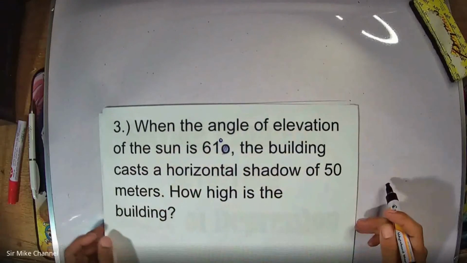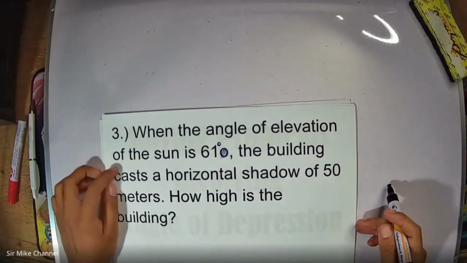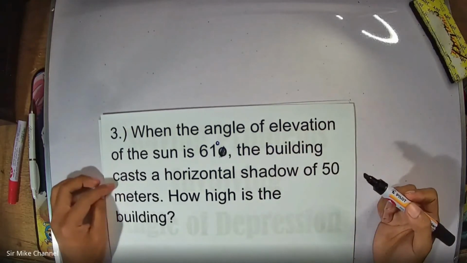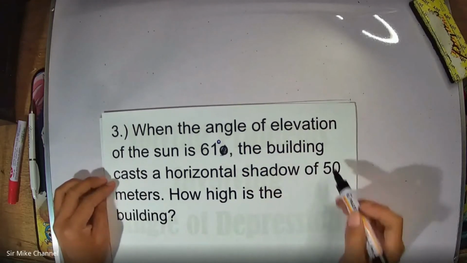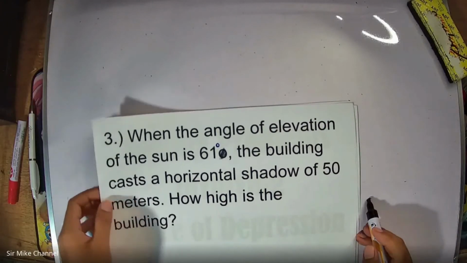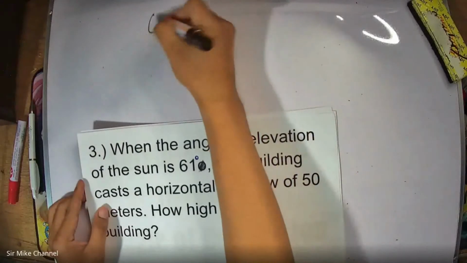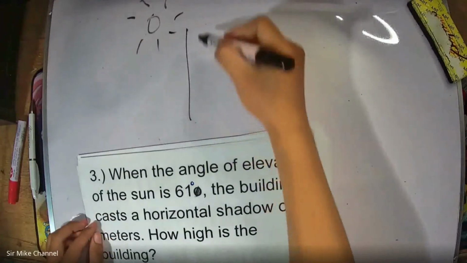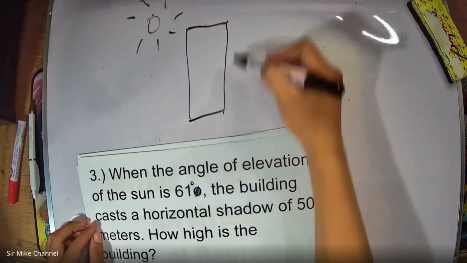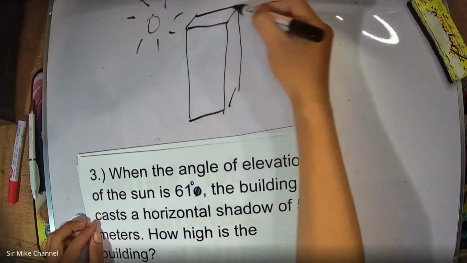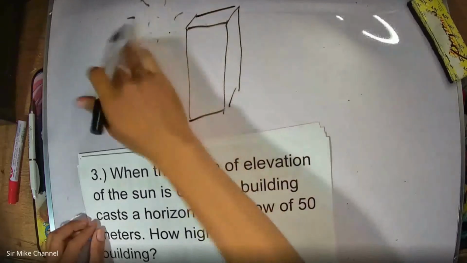Number 3 question is, when the angle of elevation of the sun is 61 degrees, the building casts a horizontal shadow of 50 meters. How high is the building? Let's say, ito yung sun natin. And then ito yung building. So ito yung building natin. So dapat mas mataas.